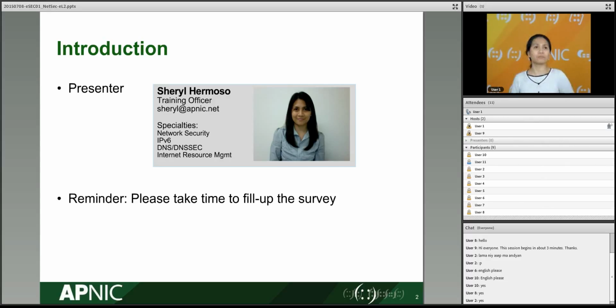So we do network security. We also do IP, IPv4, IPv6, Internet Resource Management, DNS and DNSSEC, as well as BGP and routing. So if you're interested in any of those topics, please feel free to access our website, training.apnic.net, and look for the sessions that you're interested in to register.